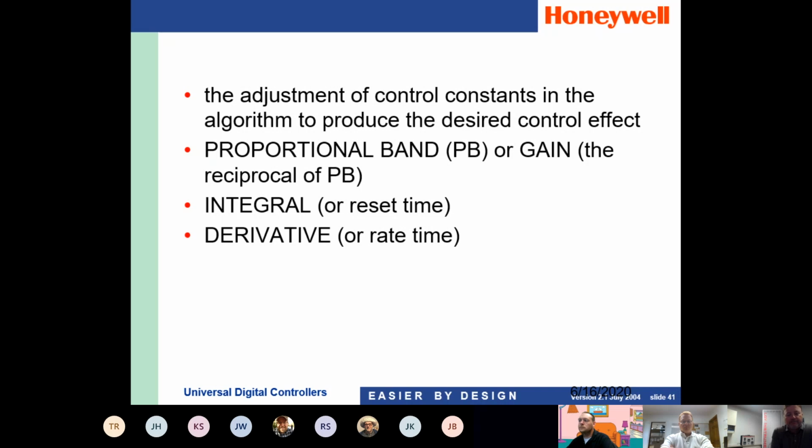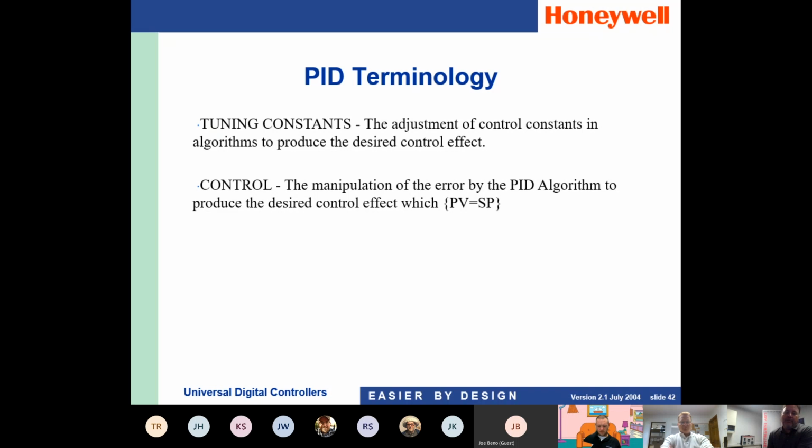integral, and derivative. This is known as PID tuning, and these values do need to be set up so that you can minimize any hunting of your process control, overshoot, undershoot of your process variable, and allow you to control right at set point. So let's talk a little bit about how all three of these interact with each other. So the terminology that we're going to talk about is tuning constants, and when I talk about tuning constants, this is the P, I, and D tuning that's in the controller.